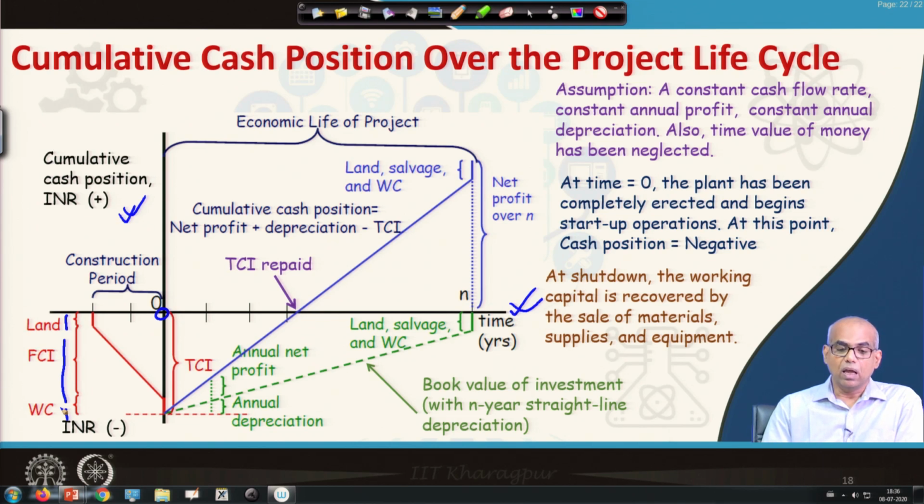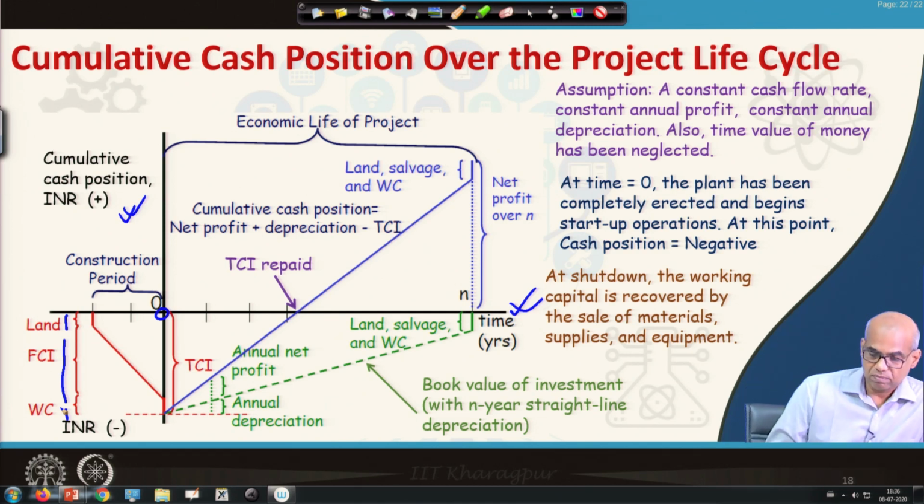Now, as time increases, you start making production, you sell it and you make profit. So, this profit will go back to the company treasury or the source of capital. So, you will start recovering the cost of land, fixed capital investment and the working capital, that means total capital investment.